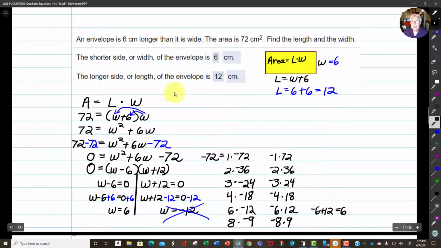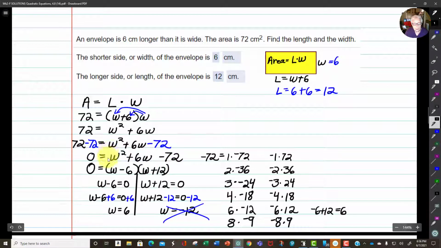Well, area of a rectangle is length times width. So 72 equals W plus 6 times W. Distribute the W into the parentheses so that we get W squared plus 6W equals 72. Use the zero principle and bring 72 over. That is, since it's a positive 72, subtract 72 from both sides of the equation. Now you've got 0 equals W squared plus 6W minus 72.